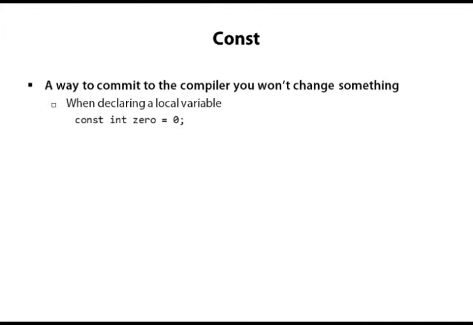So you can declare a local variable like this: const int zero equals 0. And any code that tries to set zero to 10 or minus 3 will trigger a compiler error. It's not allowed to be changed.